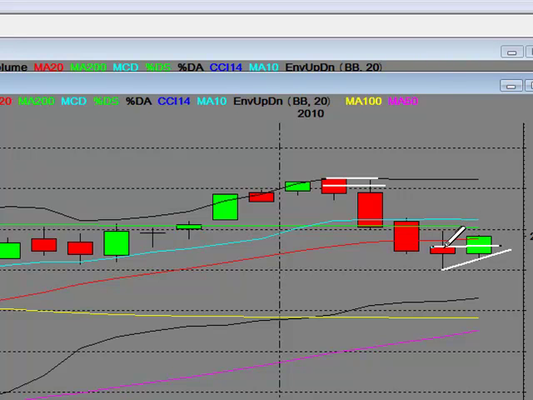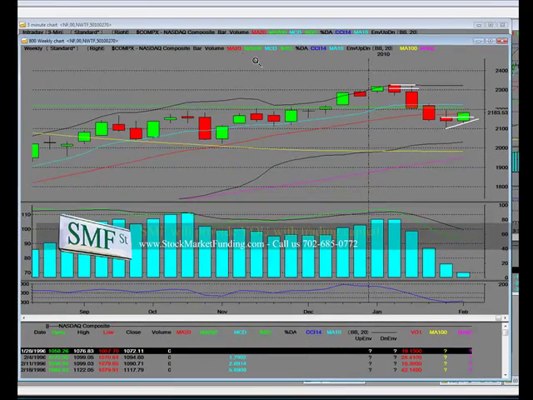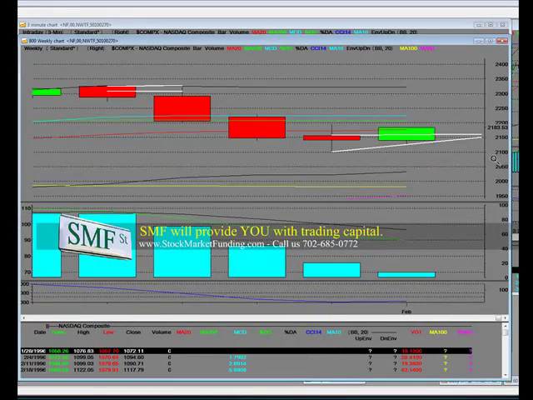We need to close above that weekly part of the bar, and we need to get back above this green line. That's a 200-week. It's very significant. That means that's going to be resistance. But more importantly, you've got to close 4 weeks back above the blue line, the 10-week. So the Nasdaq Comp is not as bad as some of the other indexes.